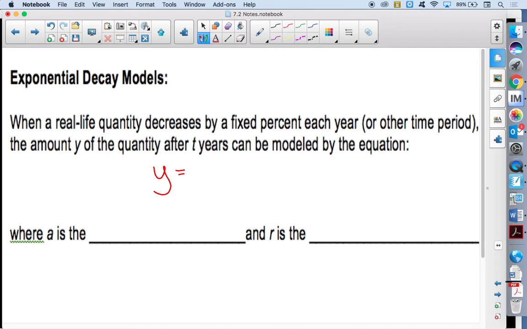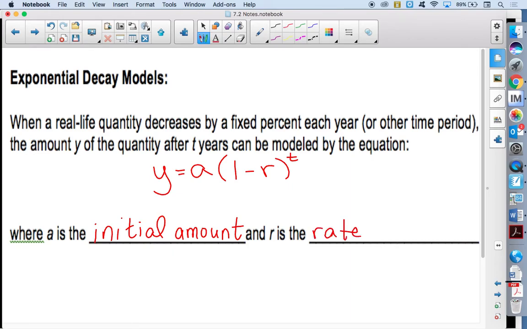So the equation looks almost identical to the growth model. So we have an A, it's 1 minus r to the t. Anybody remember what the A stood for on Friday in the word problems? The initial amount. Yeah, that was the initial amount. So that's how much it costs when you buy it. What's the r? The rate. Yeah, that's the rate, and that is as a decimal.